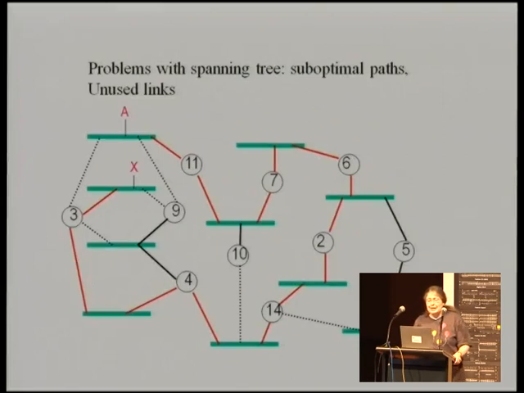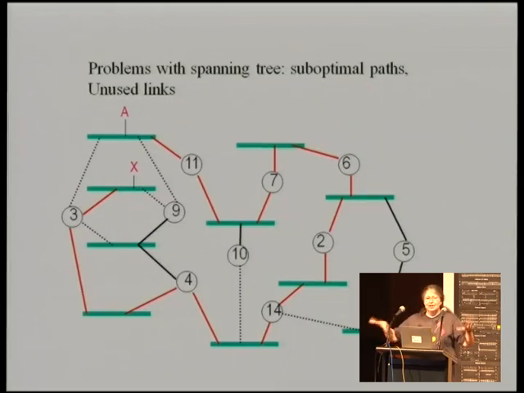So the problem with spanning tree is that your paths are not optimal. If you look at A transmitting a packet to X, it has to go this really long way through 11, 7, 6, 2, 14, 4, 3, and X. And you might think, well, that was a silly spanning tree algorithm. If it were a smarter algorithm, you could have come up with better paths. And no, that's not the problem.